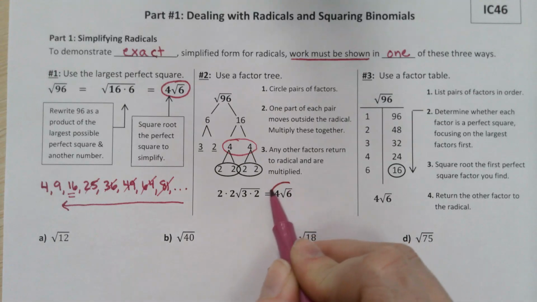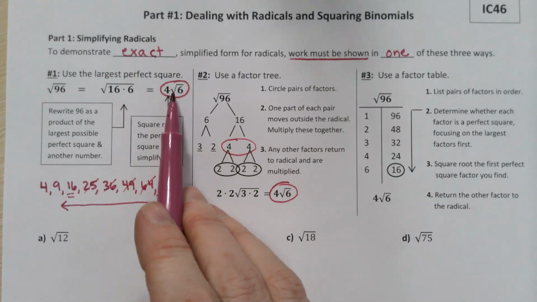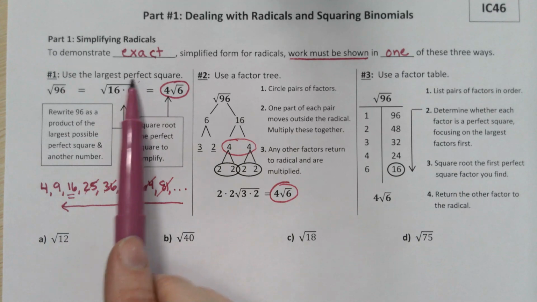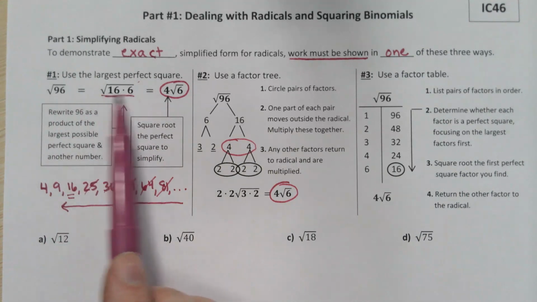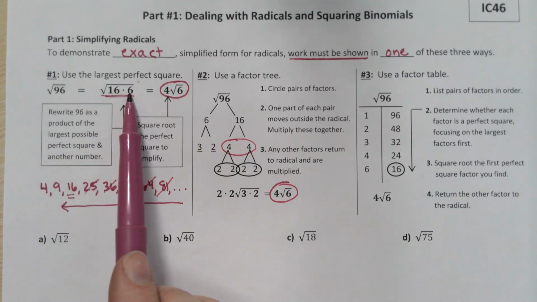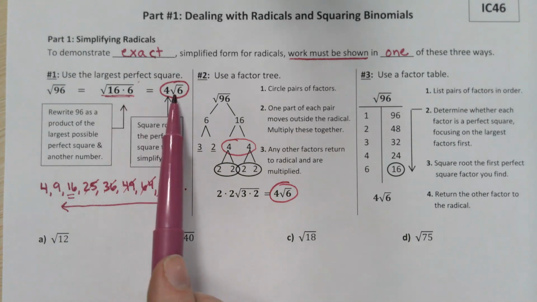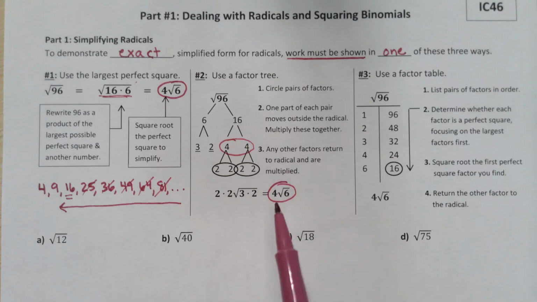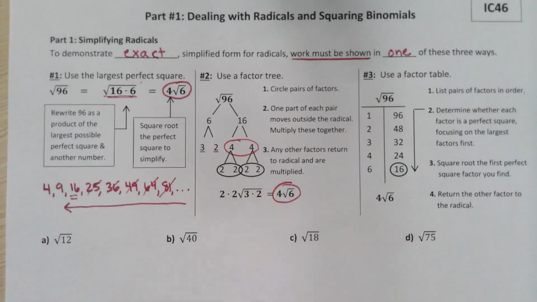So we get the same exact simplified form. It's always going to be 4 root 6. It's just a matter of how you're showing the work to get there. So if you're going to use the largest perfect square method, this is what your work looks like. You show the largest perfect square and the leftover factor, and then you simplify. If you're going to use a factor tree, this is what your work looks like, and then you show how that results in the exact simplified form.